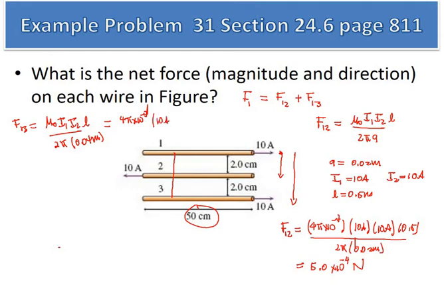Then we have 10 amperes and 10 amperes because it's the same, and all of it divided by 2 pi times 0.04, and what we get after using the calculator is 2.5 times 10 to the minus 4.